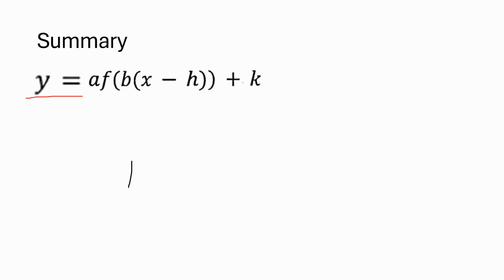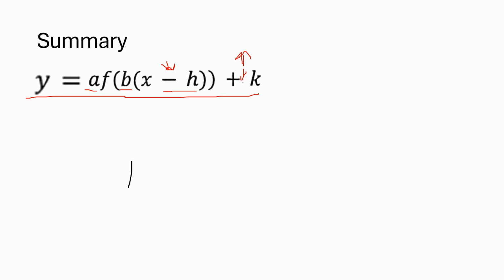Okay, to summarize, this is the general form for all your transformations. A is your vertical stretch, B is the flipped version of your horizontal stretch, H is your left and right shift, horizontal shift, but the sign is always flipped. K is your up and down vertical shift.